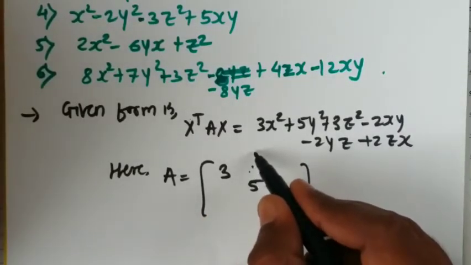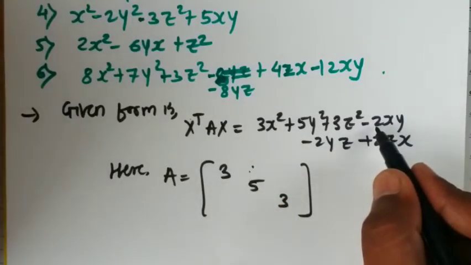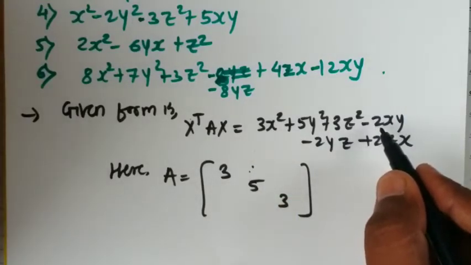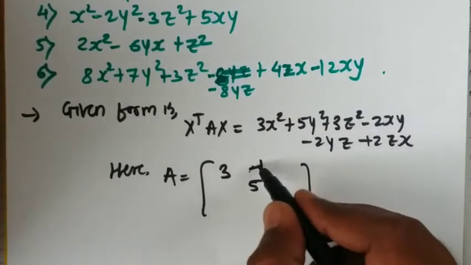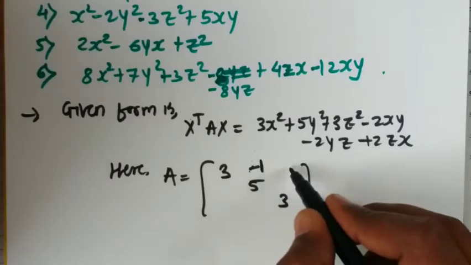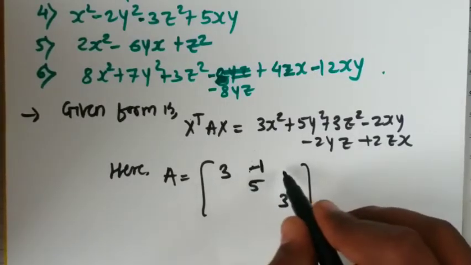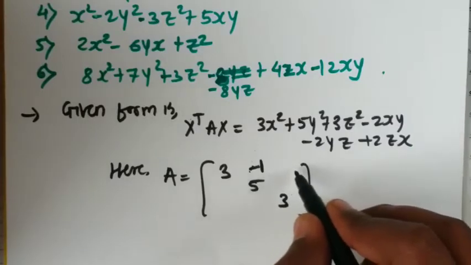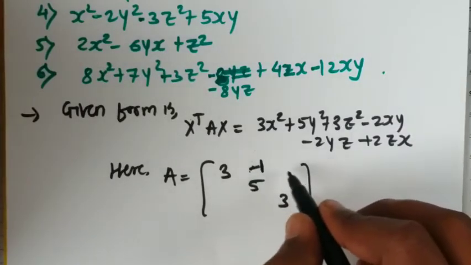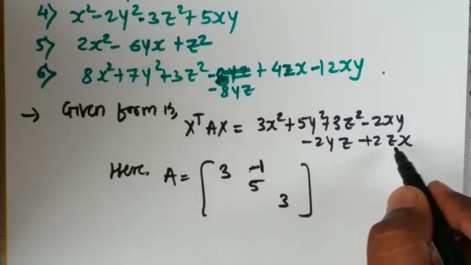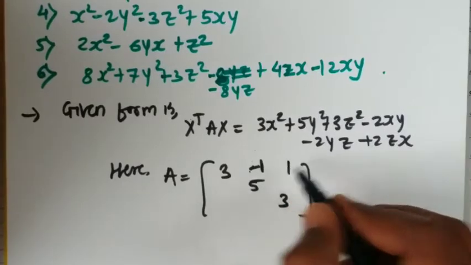This entry is the coefficient of xy. The coefficient of xy is minus 2. Divide that coefficient by 2. So after dividing this minus 2 by 2, we'll get what? Minus 1. So that minus 1 you write here. This entry is x into z, the coefficient of x into z. First row means first variable, and first row third column. So the first row is the first variable and the third column is the third variable. So x into z's coefficient is plus 2, divided by 2, so it will be plus 1.